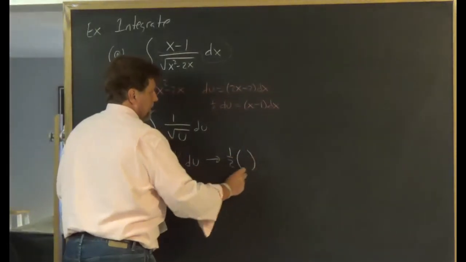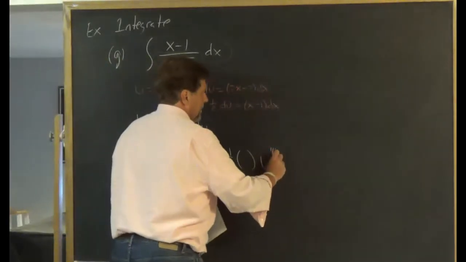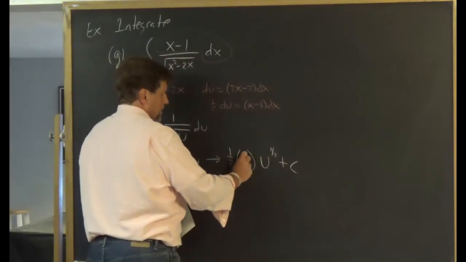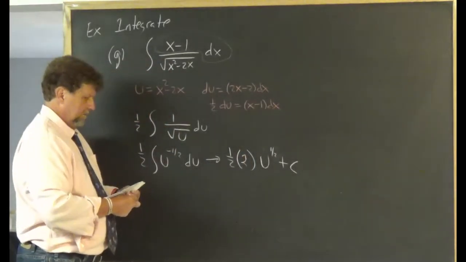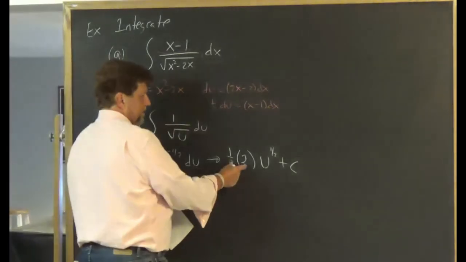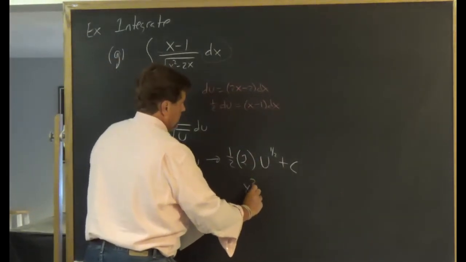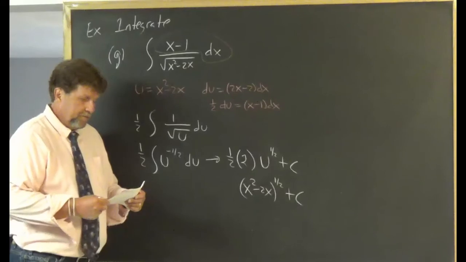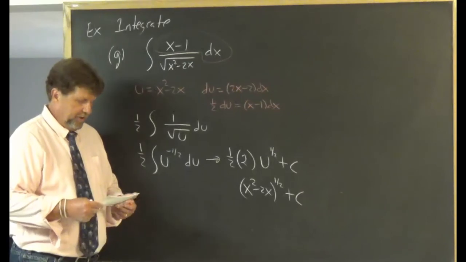So 1/2, leave a little space. Add 1 to the exponent. So negative 1/2 plus 1 is 1/2. And here I put the reciprocal of the new exponent. Reciprocal of the new exponent is 2. And finish it off. That's 1. Resubstitute gives us (x squared minus 2x) to the 1/2 power plus c. So folks, hopefully you got that. Just a good old-fashioned u-substitution.